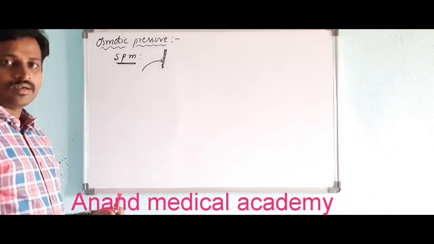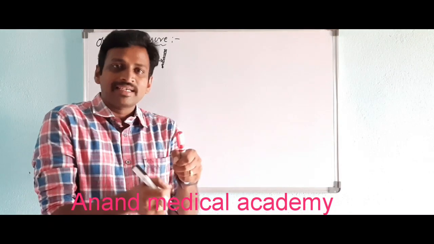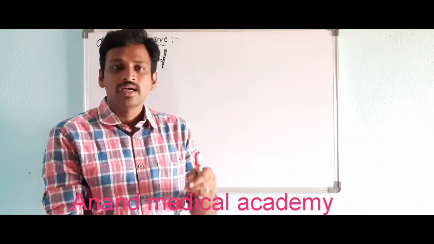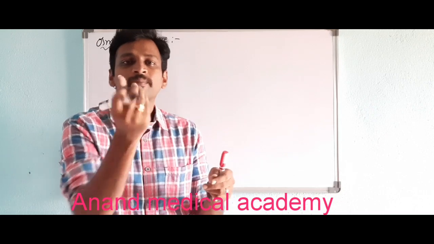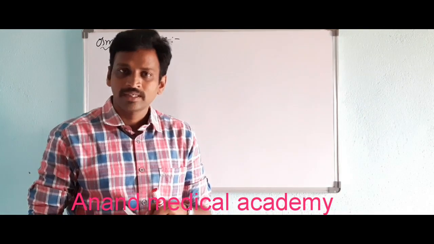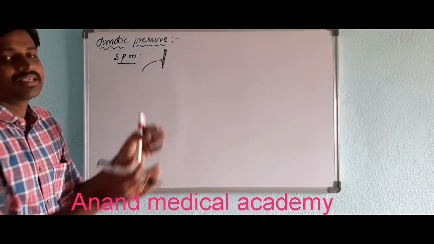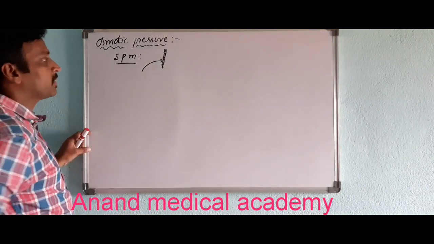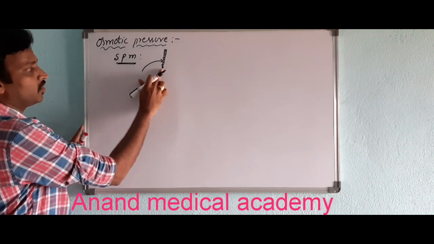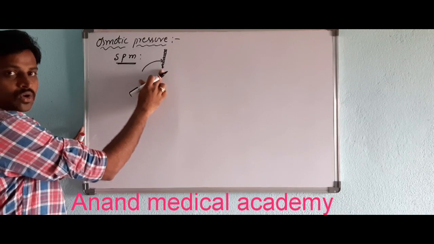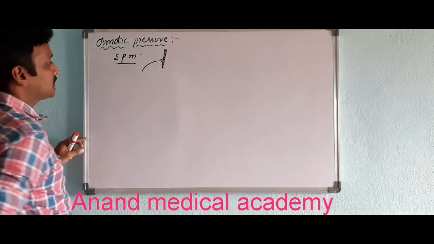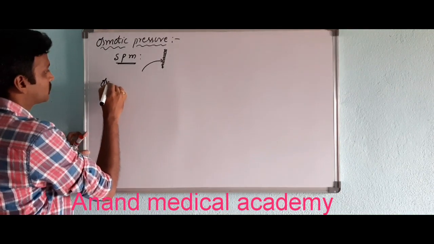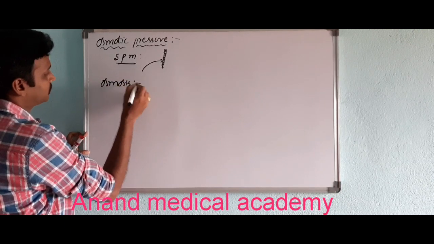Simple example: if you are filtering some tea, the tea will come out and above you will have the tea powder. So both can be separated, solute as well as solvent. For that we use a semi-permeable membrane, which allows only solvent but not solute. That is a semi-permeable membrane. So what exactly does osmosis mean? Osmosis.